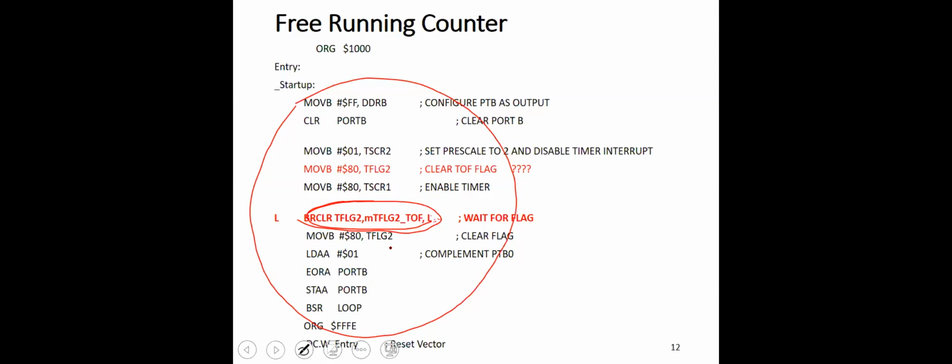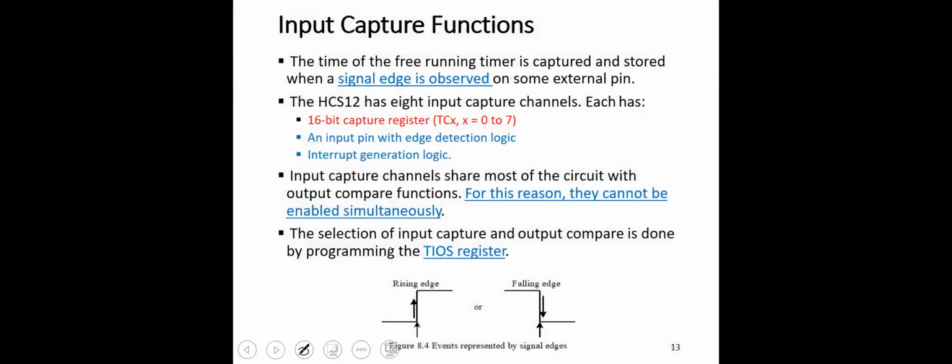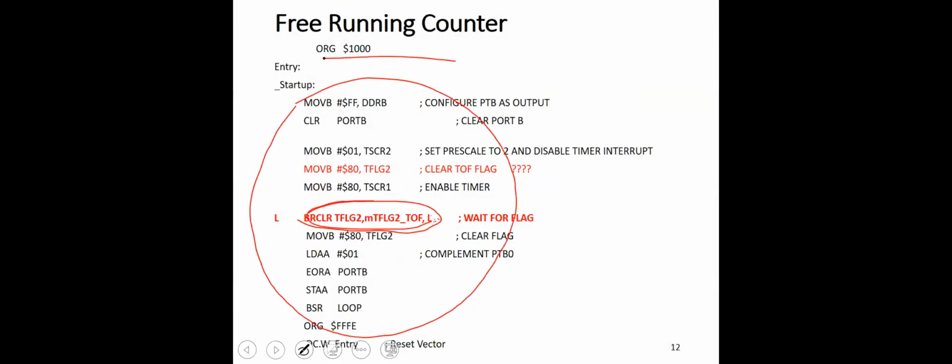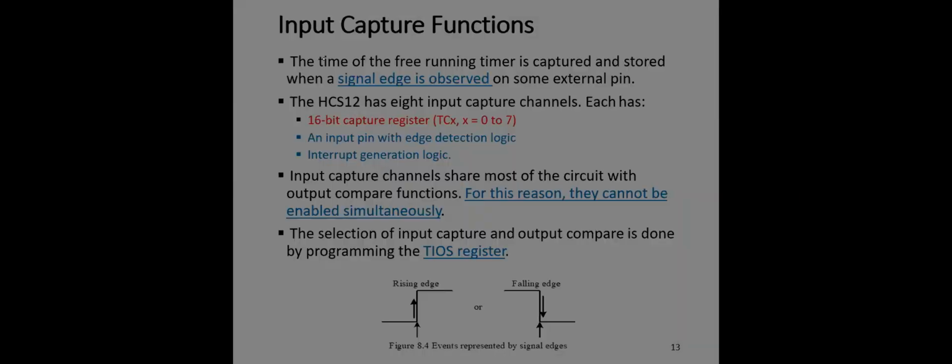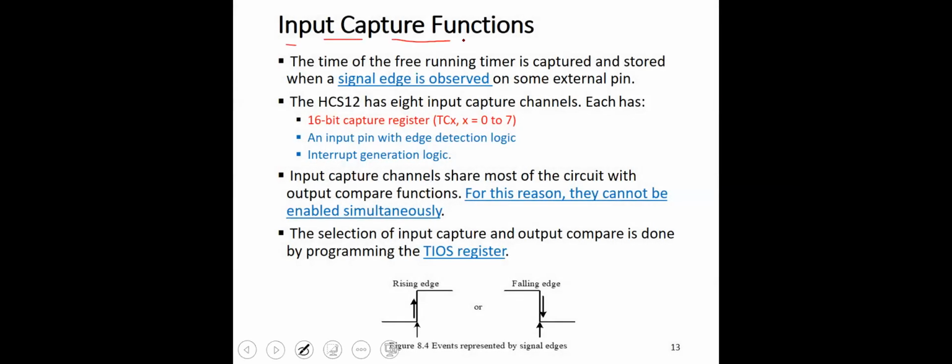Okay. Let's move and look at some of the additional timing features that come inside this TIM module, this timer module. The first timing functionality that basically uses the 16-bit free running timer is the input capture function. The input capture function.